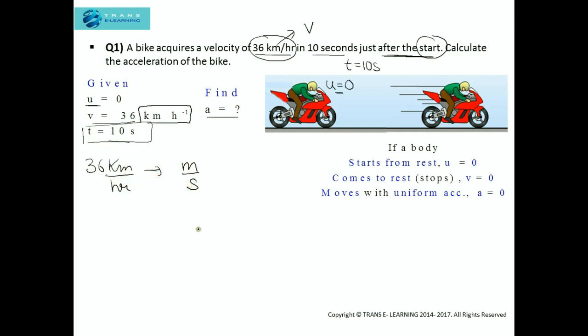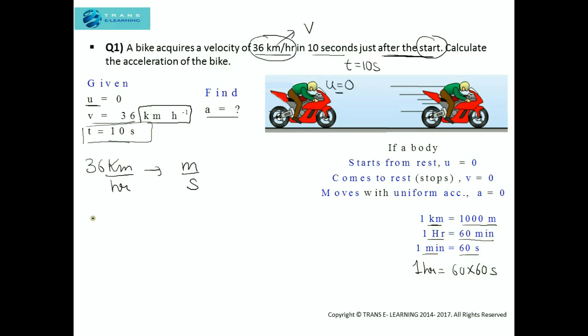Now there are two ways of doing that. One is a longer method, the second is a shorter method. So first I'll discuss the longer method with you. For that, we should know that 1 kilometer is equal to 1000 meters, 1 hour is equal to 60 minutes, and 1 minute is equal to 60 seconds. So 1 hour will be equal to 60 into 60 seconds.